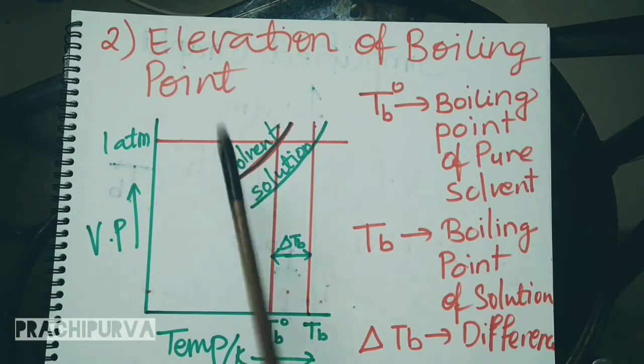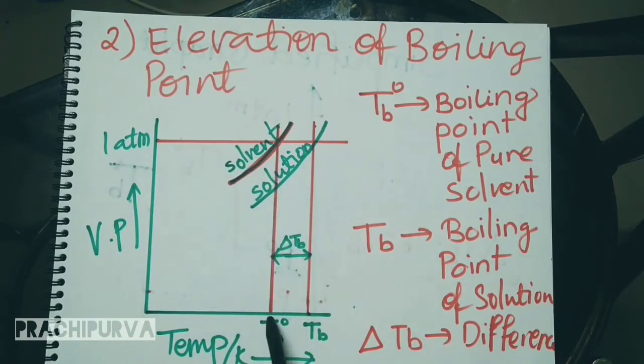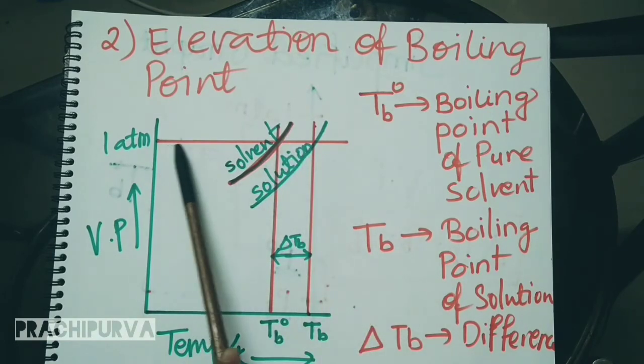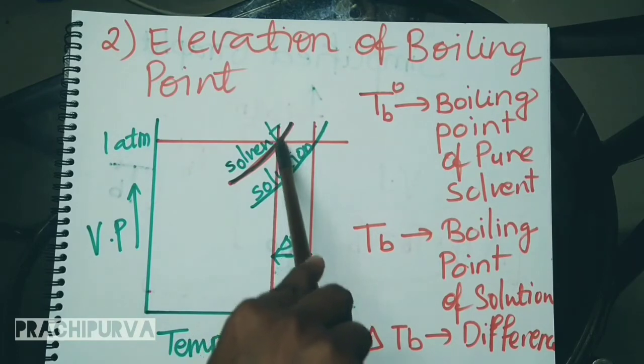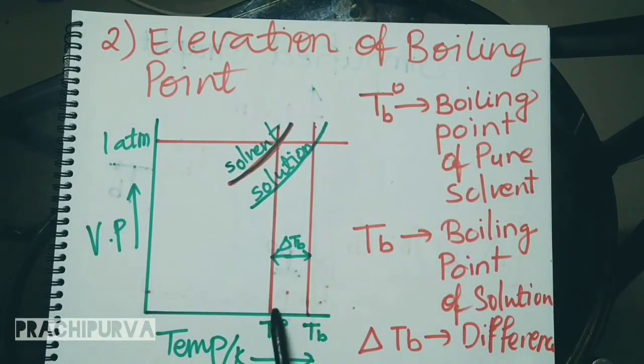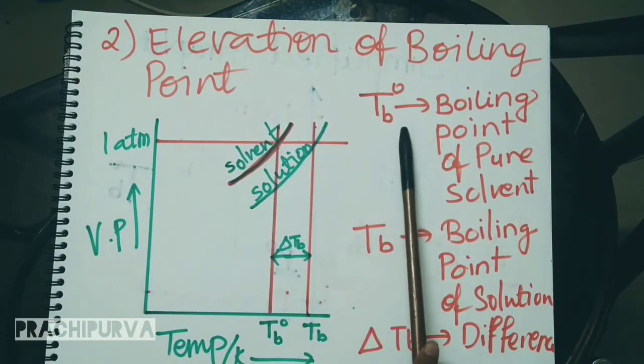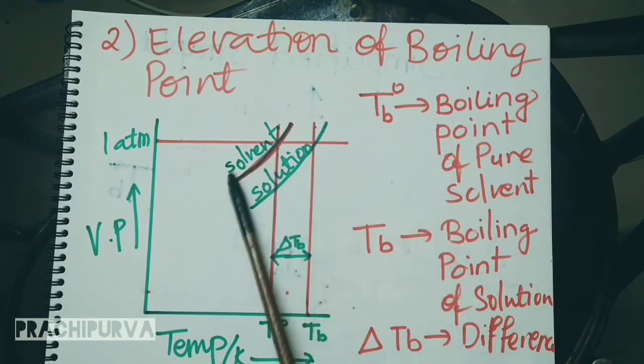Solvent's curve is up. So what happens at this temperature? At this point, vapor pressure of solvent matches the atmospheric pressure. So what is the temperature corresponding to this point? This is the boiling point of your pure solvent.